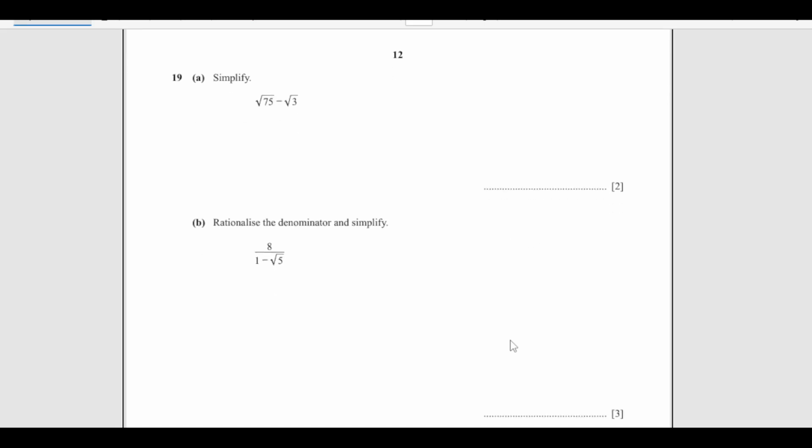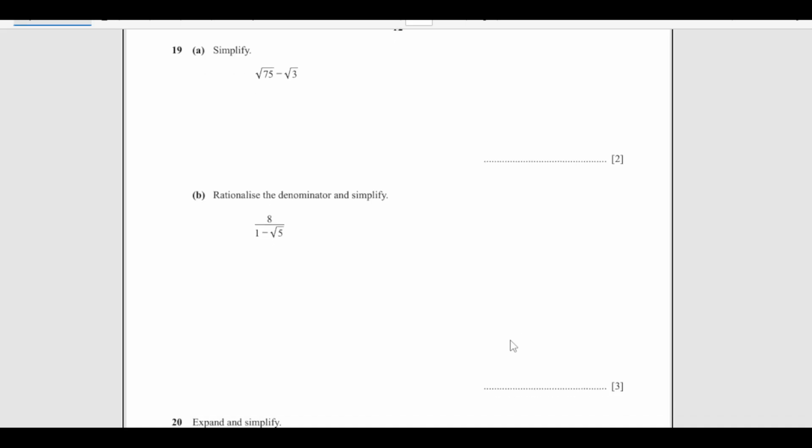Number 19, simplify. We have these surds here, square root of 75 minus square root of 3. So we can simplify it. 75, we can write it down as 25 times 3. So the square root of 25 is 5, and inside we will have square root 3 minus square root 3. So this is 5, and if there is nothing, that means there is 1. 5 minus 1 is 4 square root 3. So 4 square root 3.